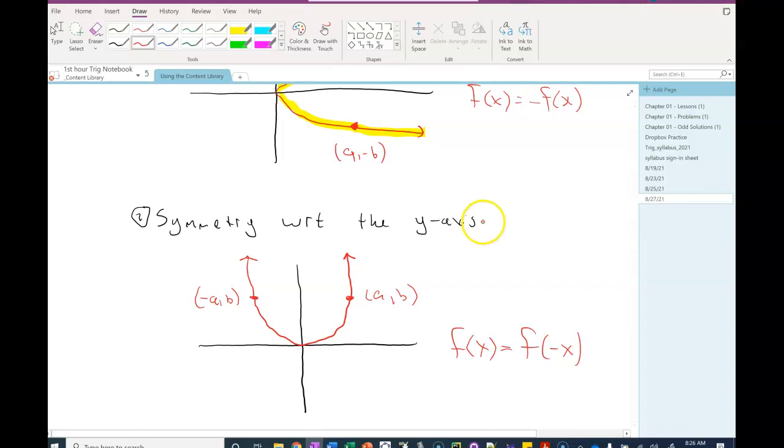Okay, we have a special name for functions that have this type of symmetry. They are called even functions. Oops, there's an N in that. And more often than not, that's the term we use rather than symmetric with respect to the y-axis. We just say, oh, this function is even, rather than saying this function has symmetry with respect to the y-axis. Mostly because it's less words.